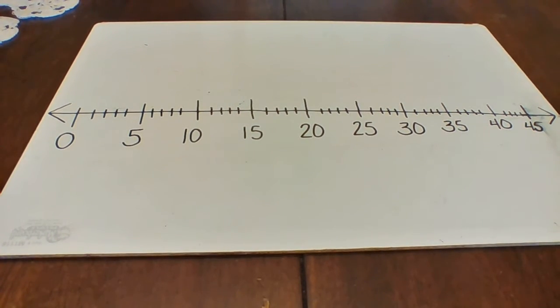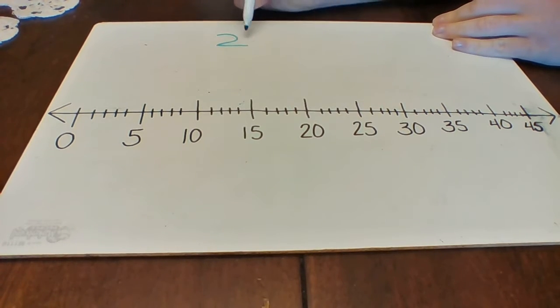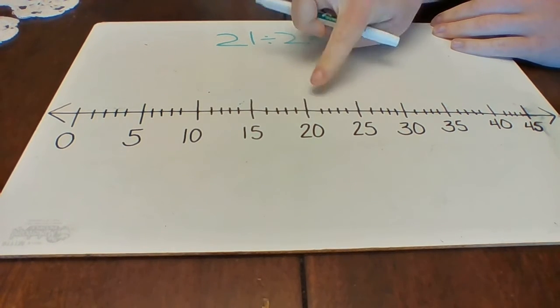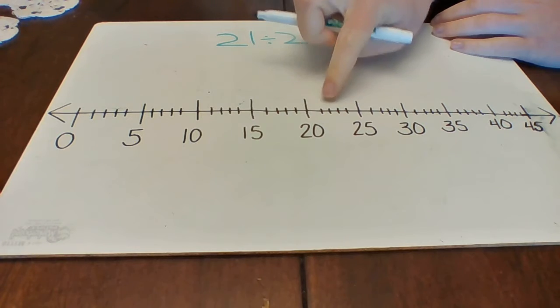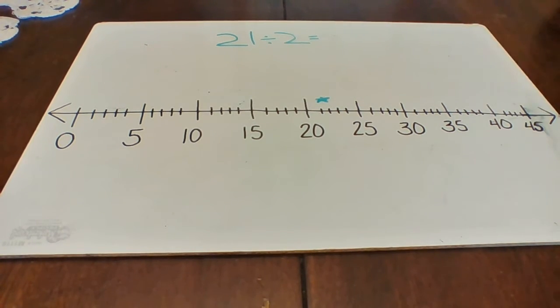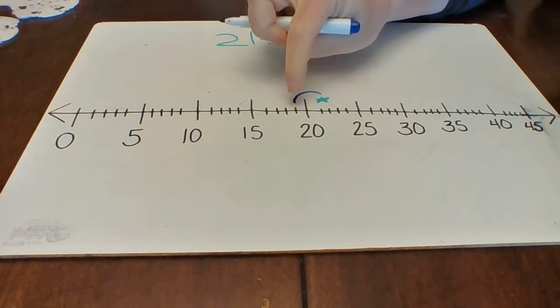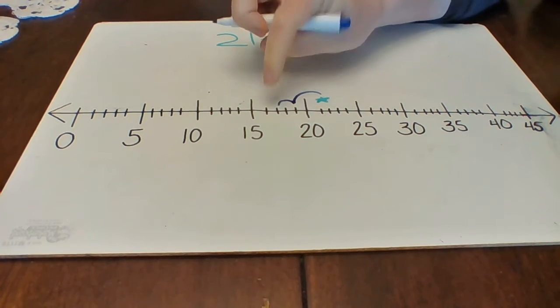For example, if we tried 21 divided by 2, let's see what we would get. I don't have 21 on here, but I do have 20, and 1 more is 21, so I'm going to put a star there. That's where we're going to start. And we're going to jump backwards by 2.